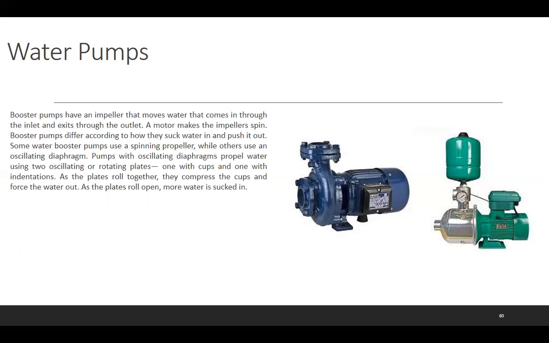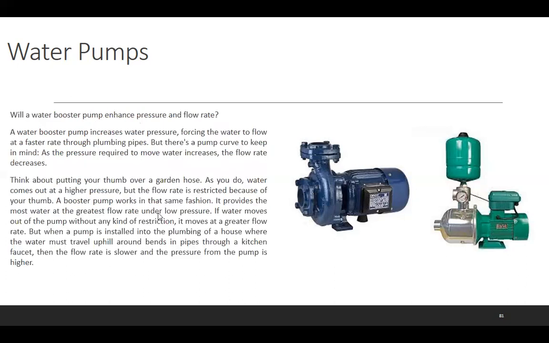Booster pumps differ according to how they suck water in and push it out. Some water booster pumps use a spinning propeller, while others use an oscillating diaphragm. Pumps with an oscillating diaphragm propel water using two oscillating or rotating plates, one with cups and one with indentations. As the plates roll together, they compress the cups and force the water out. As the plates roll open, more water is sucked in.